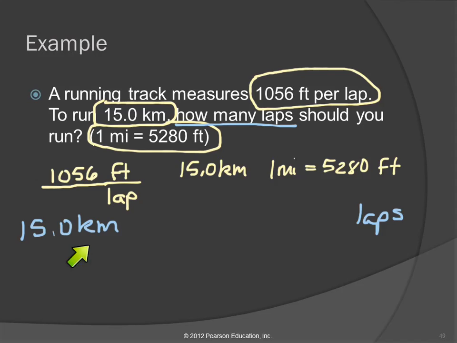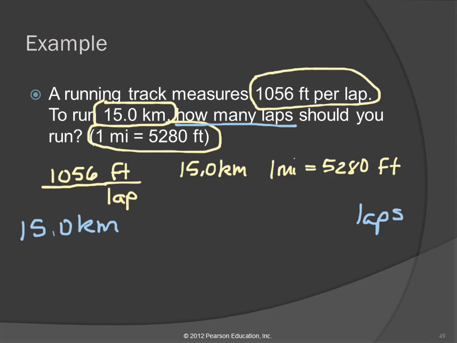So I'm running this length of distance, 15 kilometers, but instead of measuring it in kilometers, I need to be measuring it in laps. So I've identified where I'm starting, where I'm going. Now I have to figure out how to get there. These other numbers are probably things I'm going to need to use. This tells me how many feet are in one lap, and this tells me how many feet are in a mile. So, do either of those have kilometers or laps in them?